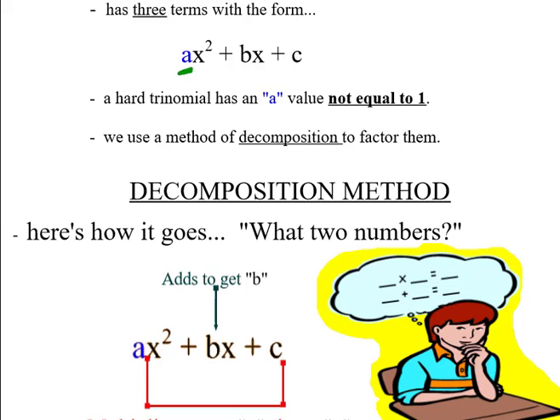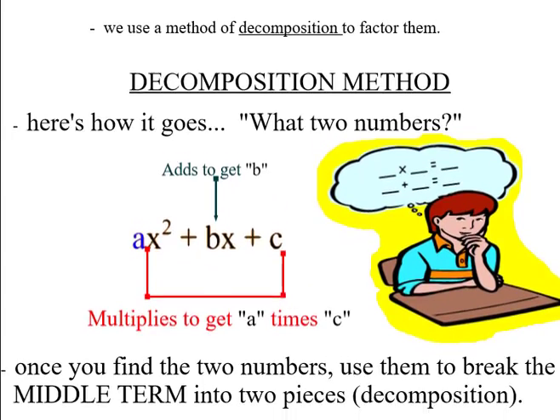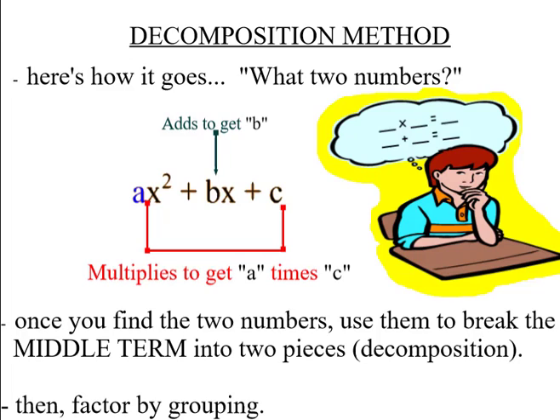So this method of decomposition, the word decomposition means to decompose, and that's what we're going to do. We're going to break down our trinomial in 3 terms into 4 terms. It starts off the same as our simple trinomials. So with our simple trinomials, we said what 2 numbers multiply together to give us that a times c, and they have to add up to give us the b.